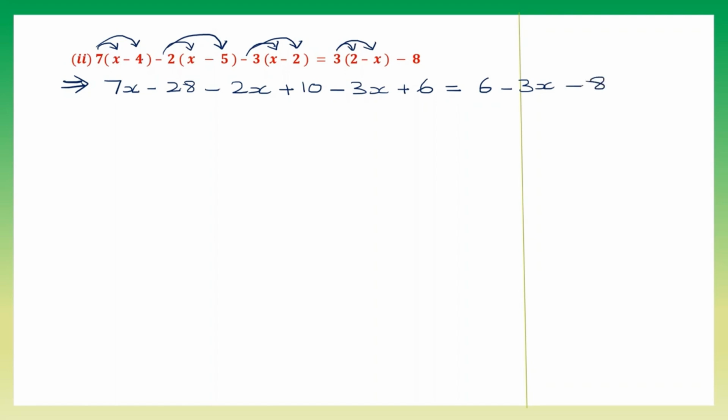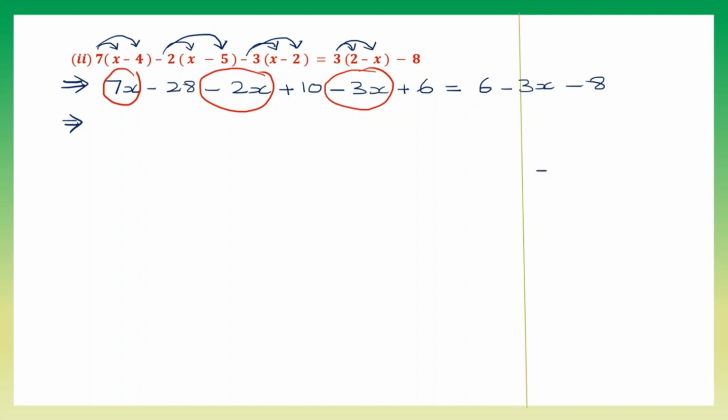So now on the left hand side, let's take all the x terms together and see. So I have 7x here, then we have minus 2x, and we have minus 3x on the left hand side. So let's work that out first. So 7 minus 2. 7 minus 2 is 5. 5 minus 3.